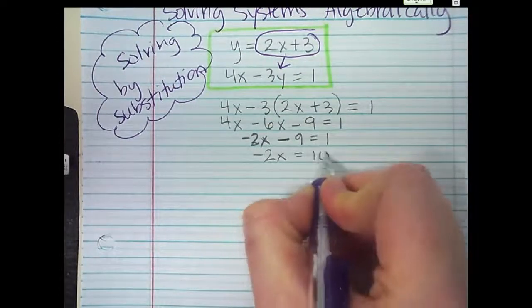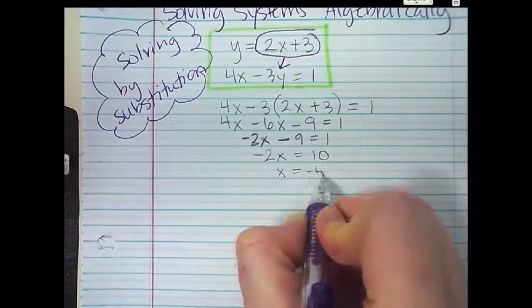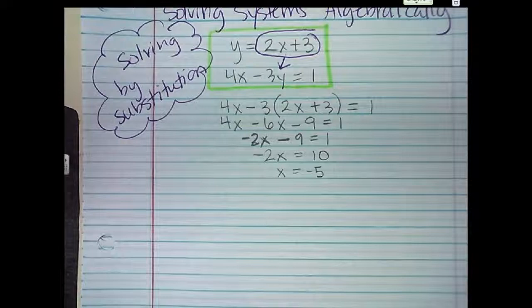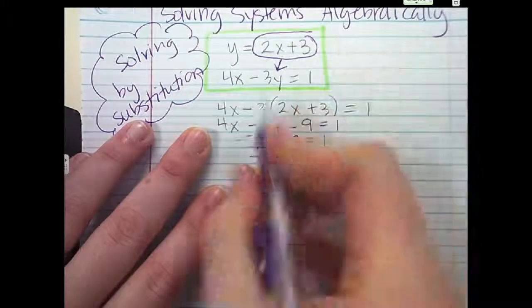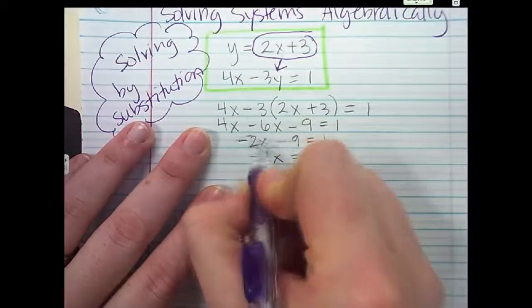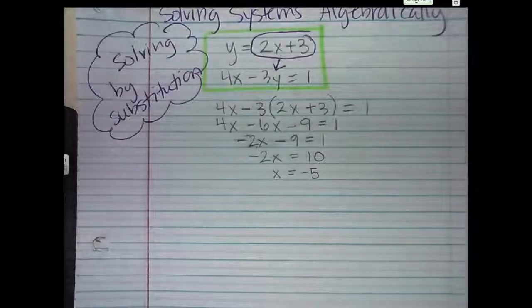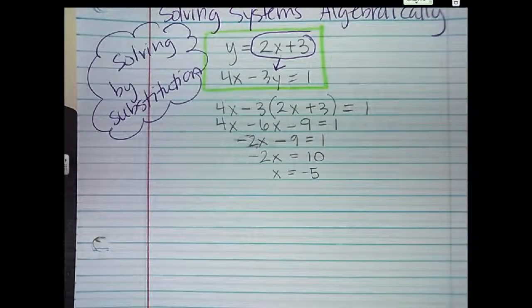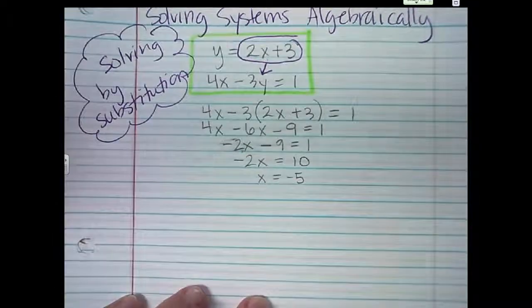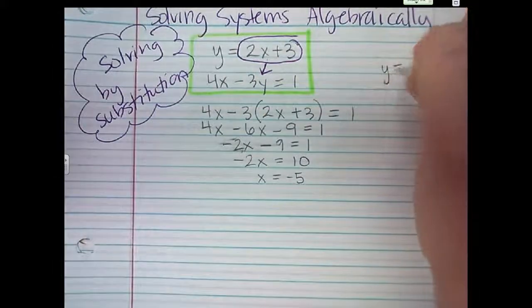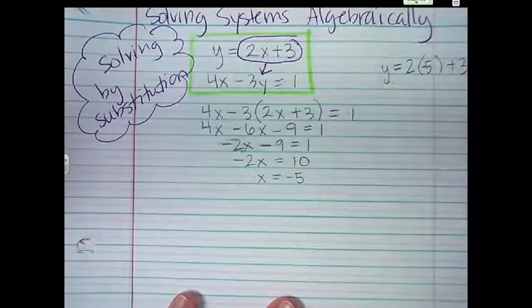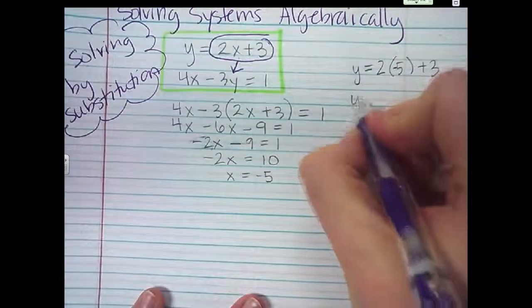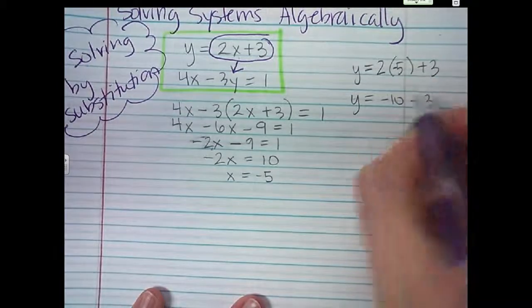So add over 9. And x equals negative 5. Okay, so that's just one solution to it. What do I do to find the y? Go put it back into one of the originals. Don't put it back into anything that you mess with. I'm going to go back up to this one right here. y equals 2 times negative 5 plus 3. So negative 10 plus 3.